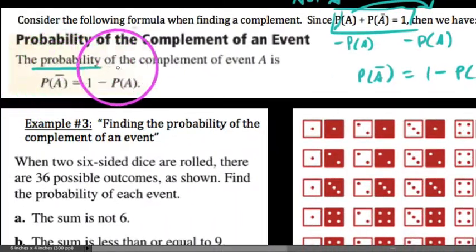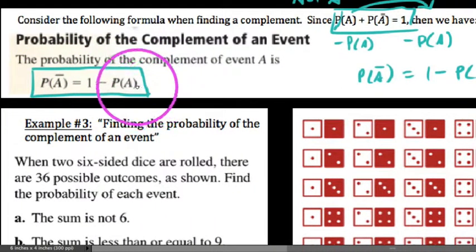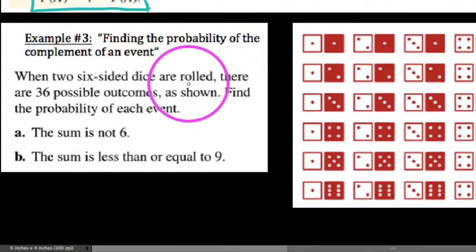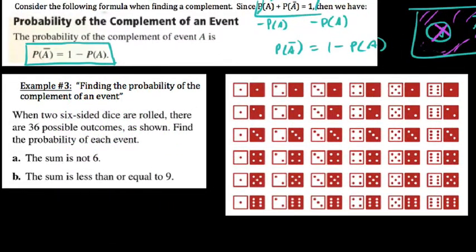So this formula is worth memorizing. It's not hard to memorize. But basically it says take the whole sample space, subtract off the stuff in A, you get left with the stuff that's not in A. I love this. So I'm going to take you through an example here, and I'm going to have you do your own over here on the right. But let's look at this first example.